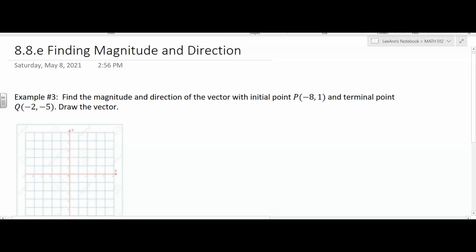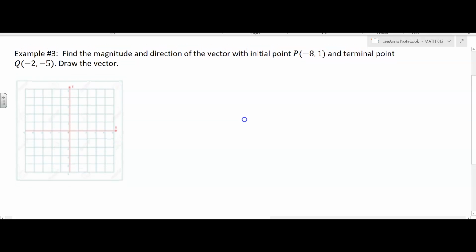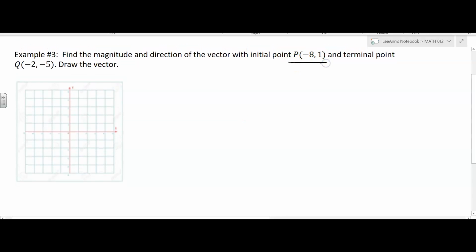Okay, so now they're going to give us some information and they want us to find the magnitude and direction of the vector. They tell us the initial point and the terminal point, and then they want us to draw the vector. So the first thing we need to do is find the standard position of the vector, the position vector. And so we're going to say that's going to be -2 minus -8, comma, -5 minus 1.